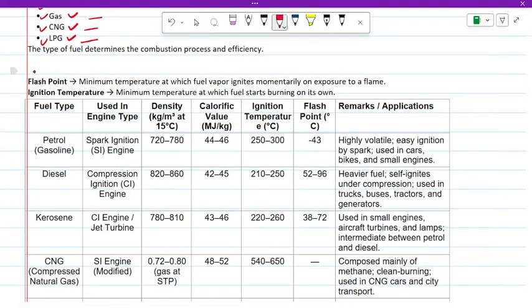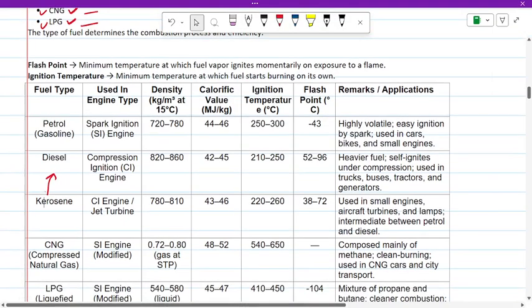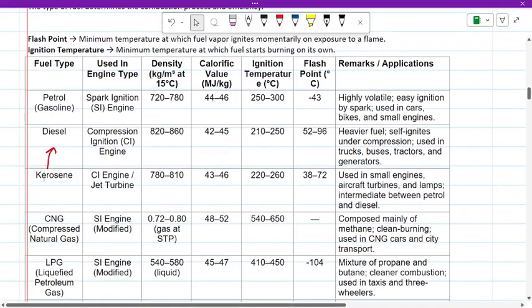Okay, so I'm adding some very important table which shows why we do high compression in the diesel engine, why we do sparking in the petrol engine, and why we can use kerosene in the diesel engine, but it is prohibited by the government. Okay, so why is it so? And why can we also use CNG in the petrol, not diesel engine? Why?